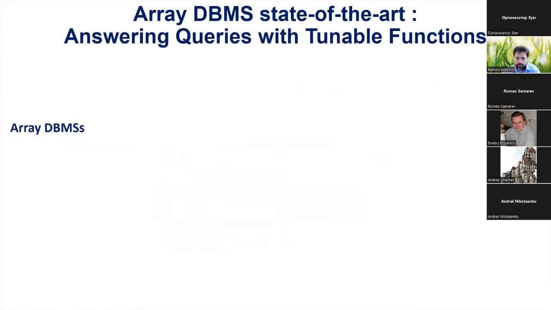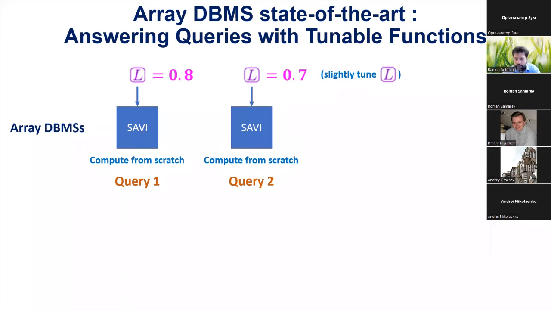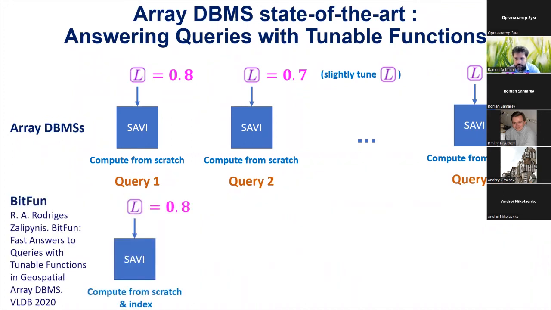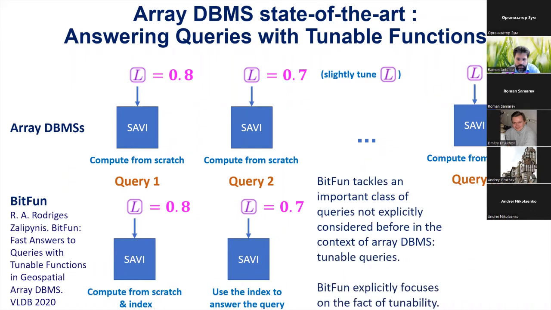Array DBMSs answer queries with tunable functions as follows. For the first query, we get some L, and compute SAVI from scratch. Next, we slightly tune L and submit this SAVI query again. However, SAVI is computed from scratch again. This repeats for each subsequent query, regardless of whether we computed SAVI before or not. Bitfun computes SAVI from scratch and creates an index. During the second query, Bitfun doesn't compute SAVI from scratch, but uses the index to answer the query. Bitfun tackles an important class of queries not considered before in the context of RDBMS, tunable queries. So Bitfun explicitly focuses on the fact of tunability.